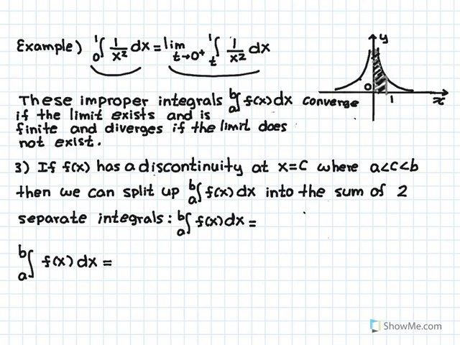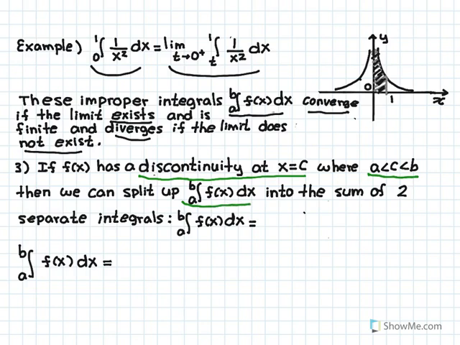These improper integrals from a to b of f of x dx converge if the limit exists and is finite, and diverge if the limit doesn't exist. If f of x has a discontinuity at x equals c, where c is somewhere in between a and b, then we can split up the integral from a to b of f of x dx into the sum of two separate integrals. So we rewrite this as the integral from a to c of f of x dx plus the integral from c to b of f of x dx.